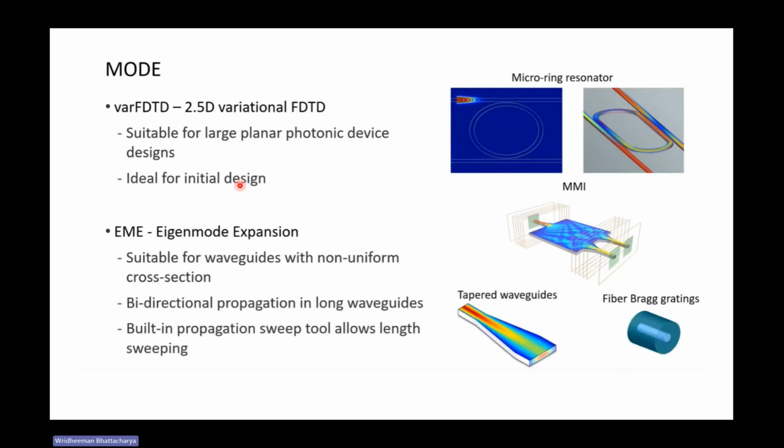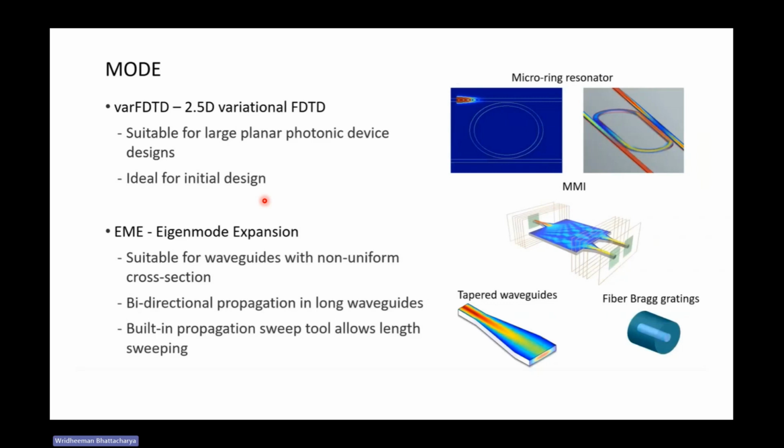So after the FDE, we have the varFDTD, which is the 2.5D variational FDTD. It is suitable for large planar photonic devices as it collapses the 3D device into 2D, and it is ideal for initial designs to check how the device is working out and to have a process flow. While EME is an eigenmode expansion solver, and it is suitable for waveguides with non-uniform cross-section and bidirectional propagation in long waveguides.